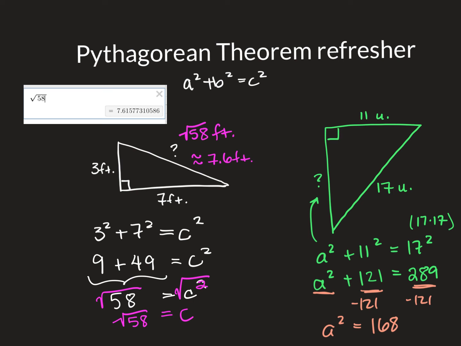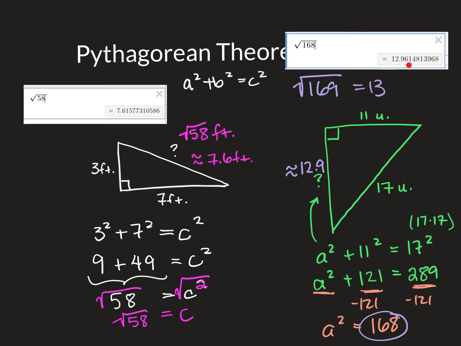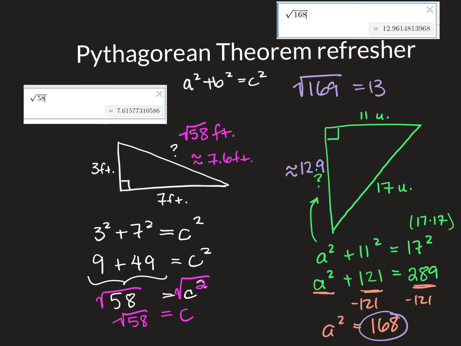Now, I do happen to know that the square root of 169 is equal to 13. So I know this is going to be about 13. It's going to be a little bit less, so like 12.9. Let's double check ourselves in a calculator quick. Yep, it is 12.96, but I'm cool with 12 and 9/10. So there is my answer there. So that is just kind of a quick refresher on the Pythagorean theorem.